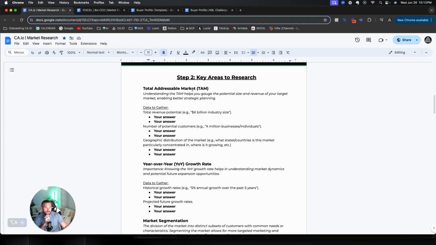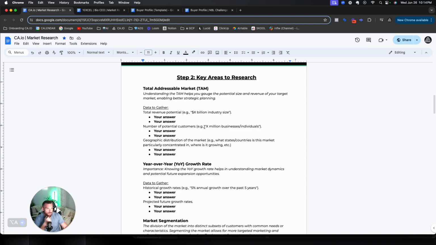So you're going to research the TAM, total addressable market. This is all stuff that you can Google. You can read through some blogs on this. Make sure you get up-to-date information. Usually a lot of this information is like a year behind, so they'll give you like the TAM or the year-over-year growth rate of 2023 if it's 2024, 2024 if it's 2025. Total revenue potential. This is a X billion dollar a year industry.